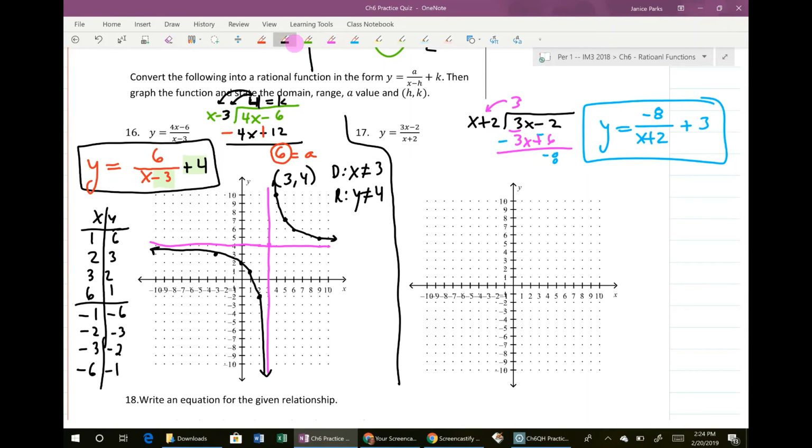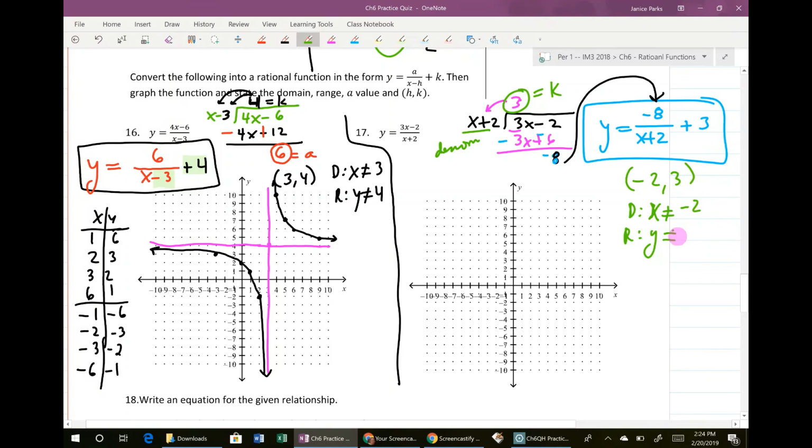Okay, so the negative 8, that's the a value. The 3, that number, that's the k value, and that's your denominator. Okay, so your h, k is negative 2, 3. The domain: x cannot equal negative 2, and the range: y cannot equal 3.